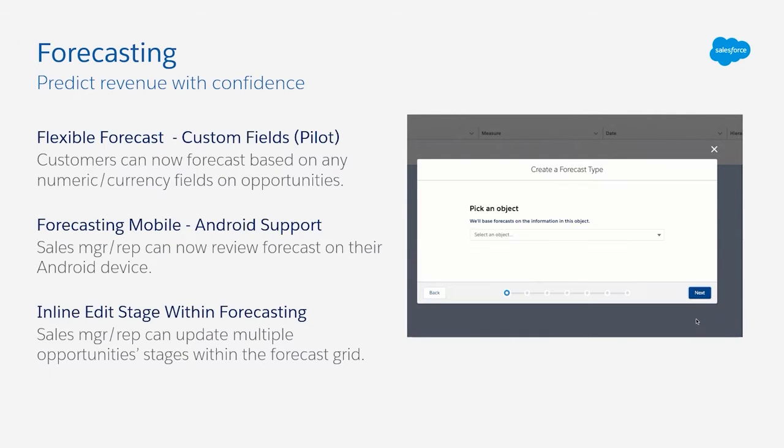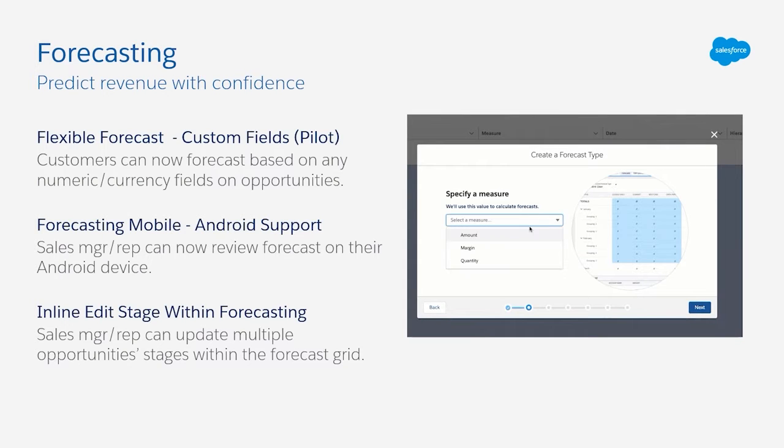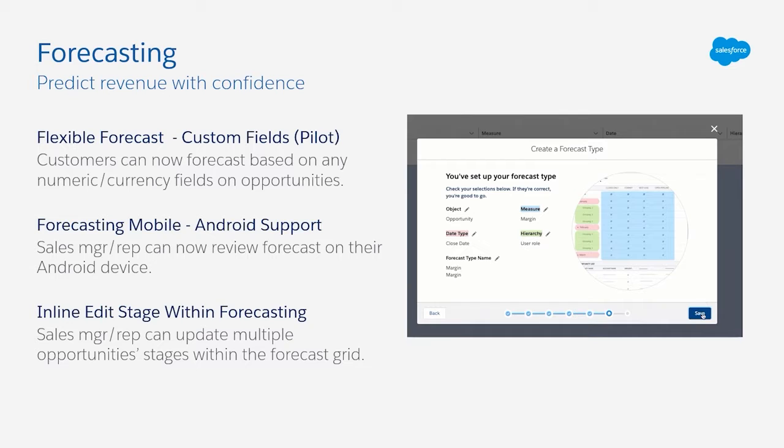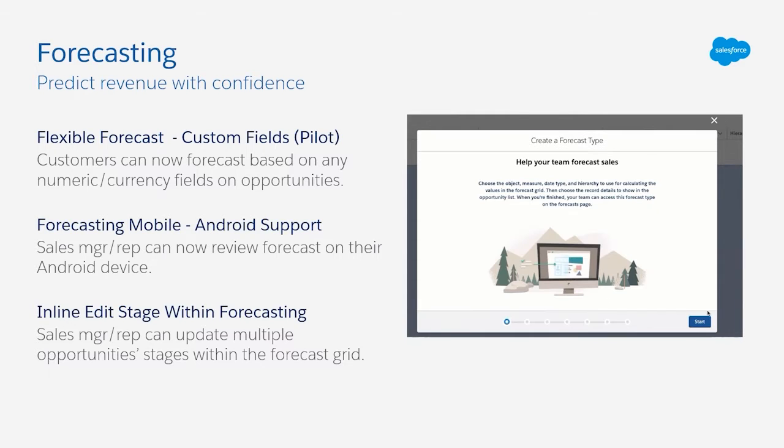Forecasting in Salesforce is now more flexible than ever. You can now forecast off any custom measure on the opportunity, such as ACV, MRR, net new subscriber, or a usage metric like megawatts. This feature is in pilot, so if you're interested in trying it out, please reach out to support or your account team.